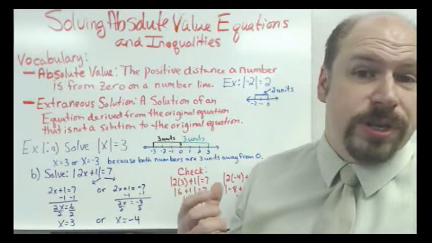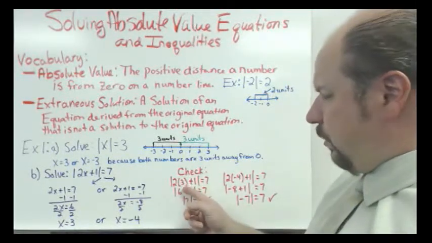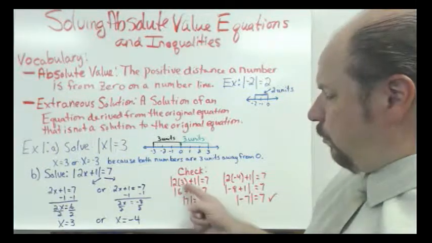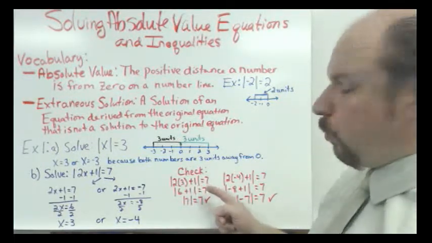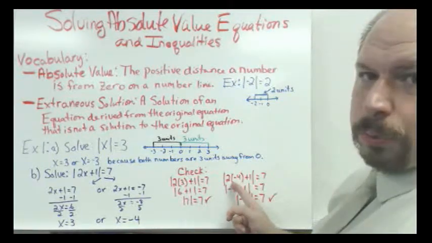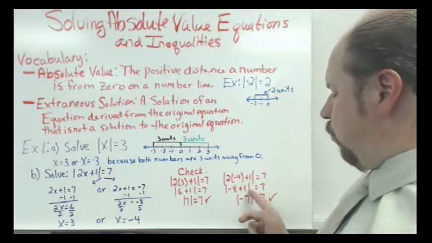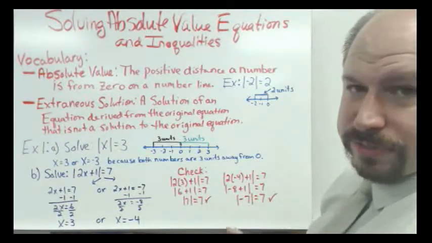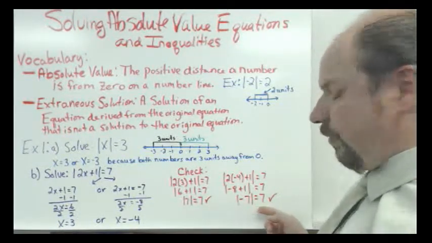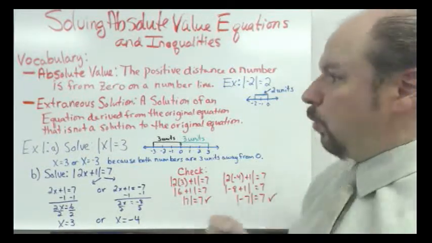So of course, when we're working, we always want to try to check our answers. So when we put positive 3 back in here, 2 times 3 is 6, plus 1 does give us 7. So this solution works. And when we put in negative 4, 2 times negative 4 is negative 8, plus 1 is negative 7, but the absolute value of negative 7 is positive 7. So we've checked both of our solutions. They do both work.